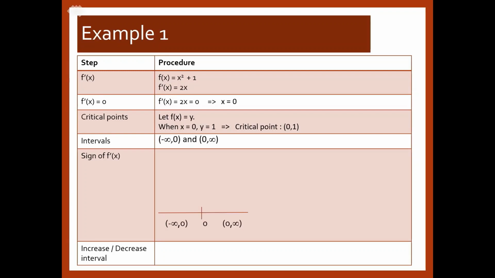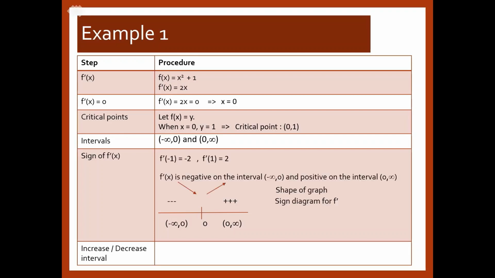By taking x equal to 0 as the cutting point, you should get two intervals: negative infinity to 0 and 0 to infinity. Next, you need to determine the sign of f prime x. By taking any value within the interval, you will get a negative sign from 0 to the left and a positive sign from 0 to the right. Therefore, the function is decreasing on the interval negative infinity to 0 and increasing on the interval 0 to infinity.